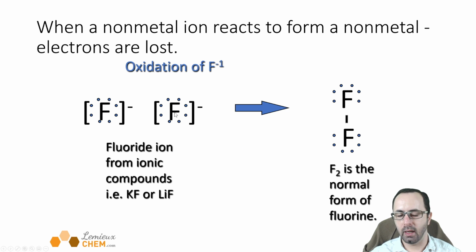The opposite: when a nonmetal ion becomes a nonmetal atom, it goes from having a negative charge to having 0 charge. You'll find a nonmetal ion as part of an ionic compound like potassium fluoride or lithium fluoride. That's when it's in ion form and it's negative. If it loses its electrons, it will make a nonmetal atom. These are nonmetal atoms bonded together, and that is oxidation, because it's losing the electrons. Or the other way to think of oxidation is the charge goes up from -1 up to 0.